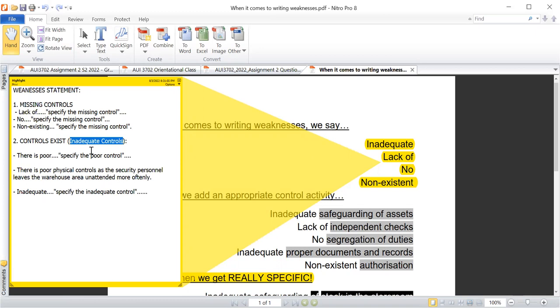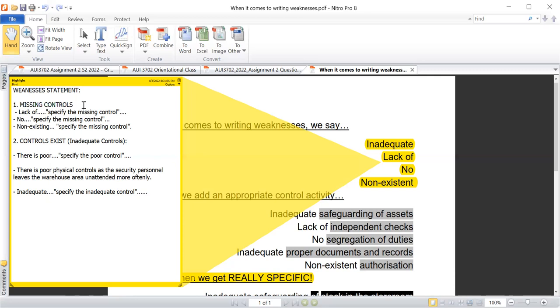Now there's a way they want you to also frame or document your weakness statement. I'm going to explain that to you shortly. Then another condition, of course, as I was explaining earlier, is where you are giving a statement of a weakness representing that they are missing controls, right? So there are different ways in which you have to write or document your weakness statement in that manner. Now let's start with the missing controls part.